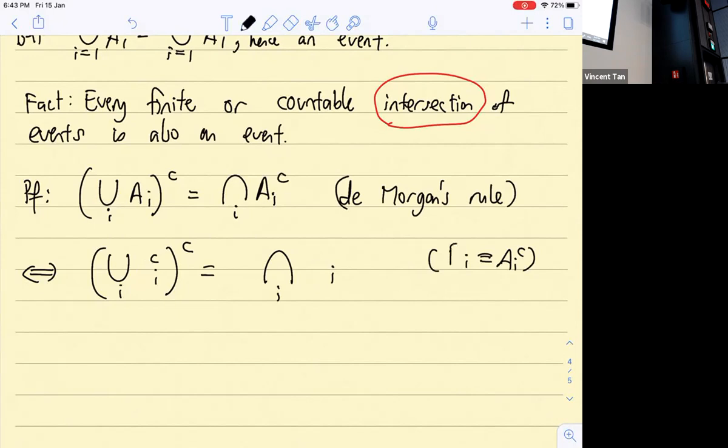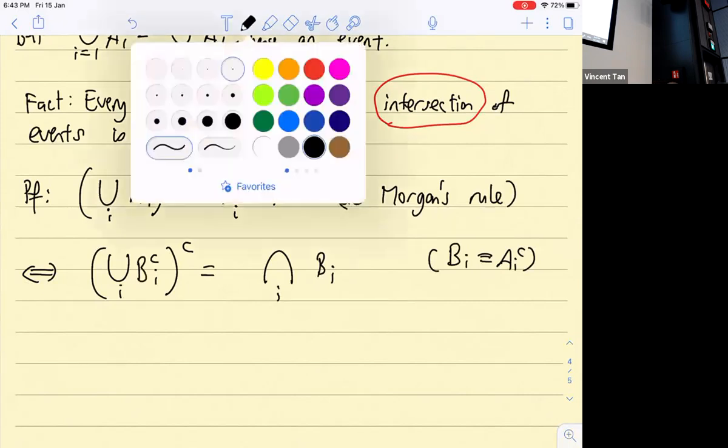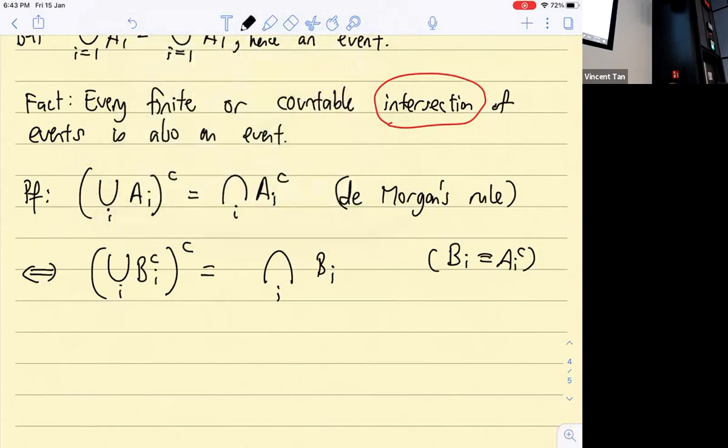Okay, let's just say BI, so that people don't get confused. We want to show, what is our aim? We want to show that this object here is an event because it's an intersection. We want to show that this thing I circle is an event. Okay? If I'm given that the BIs themselves are events.